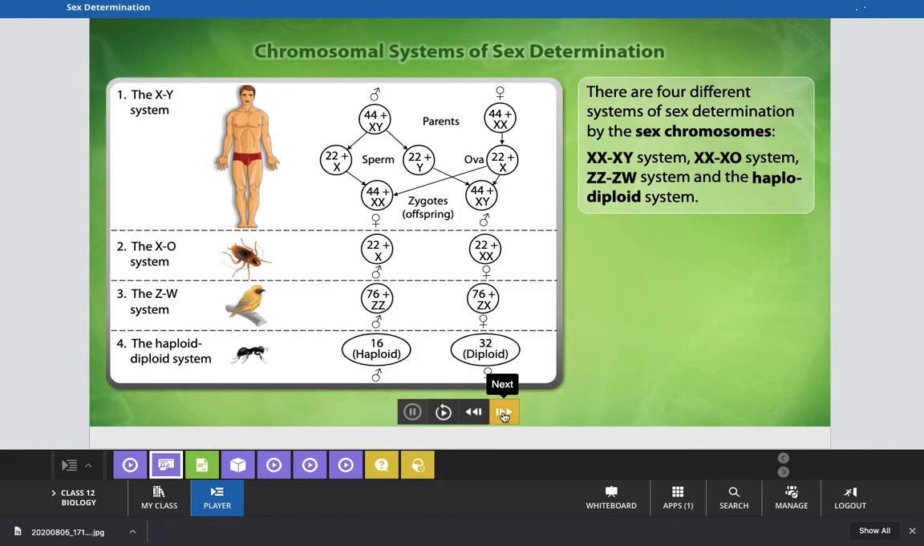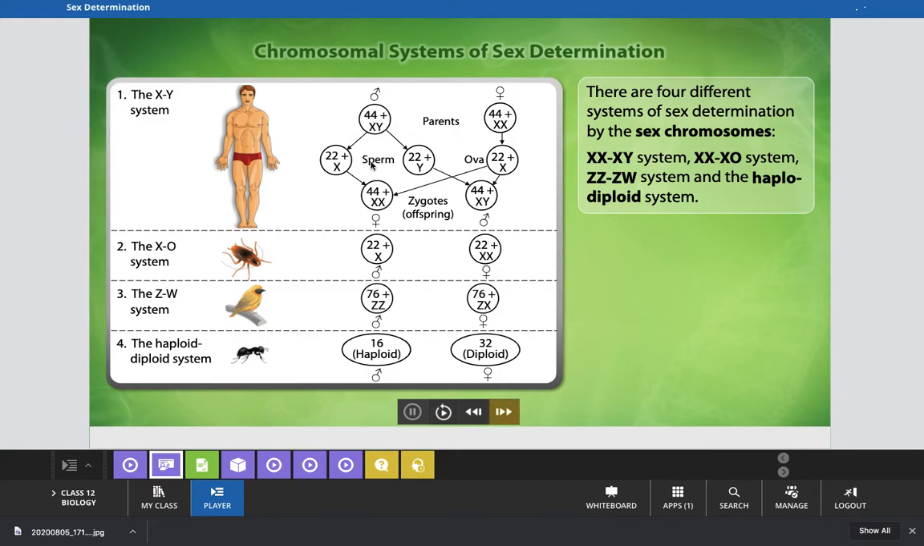With the help of this chart, first of all, try to understand that there are various mechanisms of sex determination, but in class 10th, we will focus on the XY system of sex determination in humans. There are 4 different systems of sex determination by the sex chromosomes. The other 3 are not in your syllabus. That's why we are focusing on sex determination in human beings.